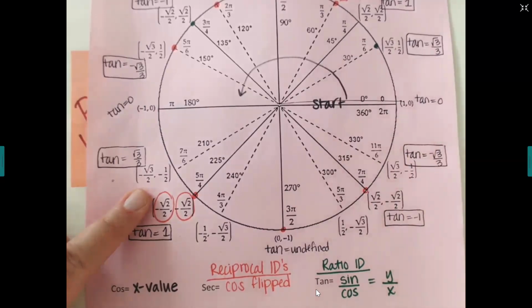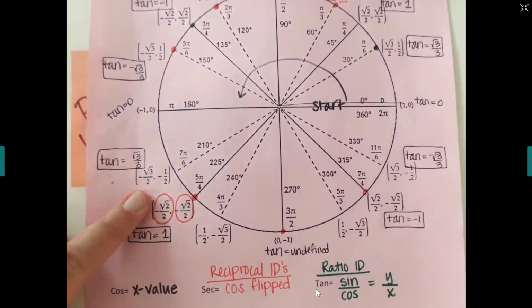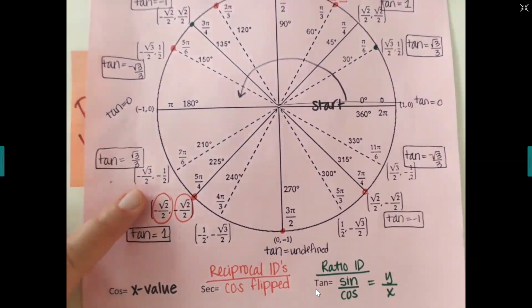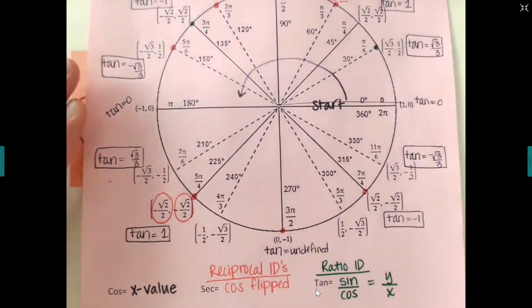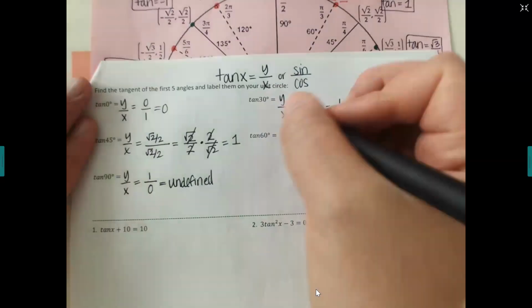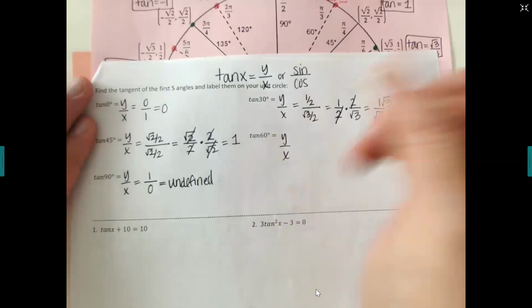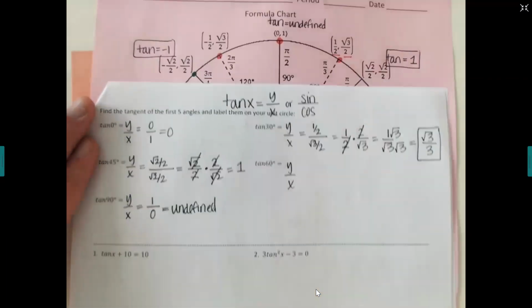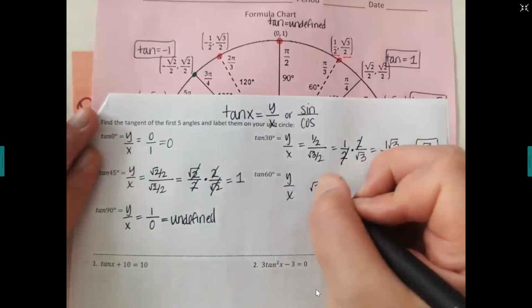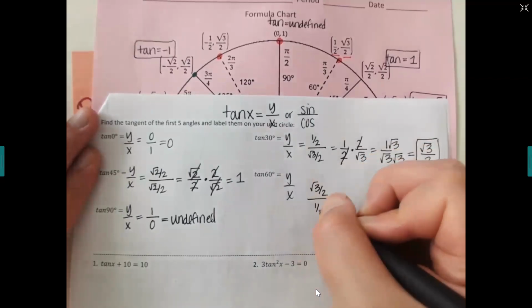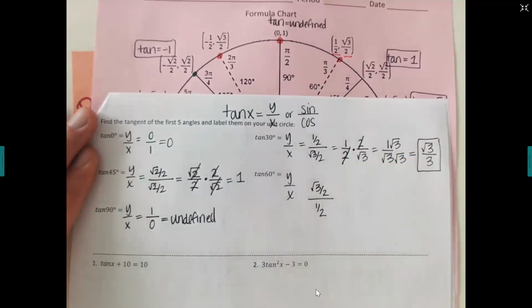One more left, we need to do 60 degrees, that's the last one. Remember your tan formula is y over x. So at 60 degrees, what will that fraction look like? Very good. And if it's a fraction divided by a fraction, we're gonna keep, change, flip.